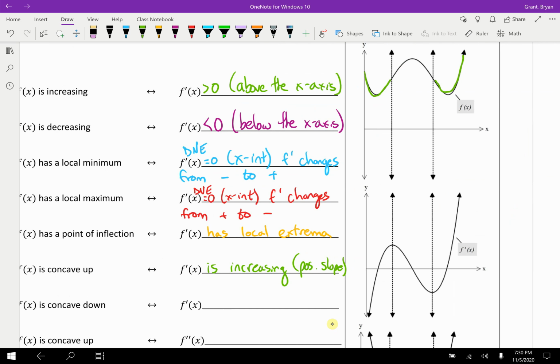Concave down is not going to shock you. When we do something that's concave down and I learn how to erase, we have that piece here, corresponds over here. When f is concave down, f prime is decreasing. Or you could think of it as a negative slope.